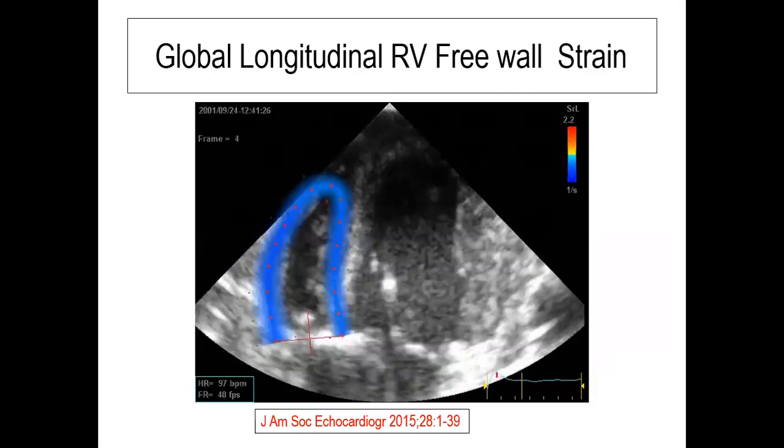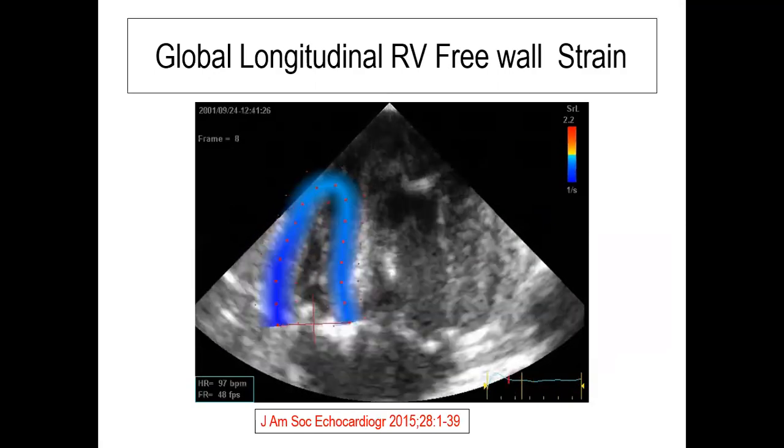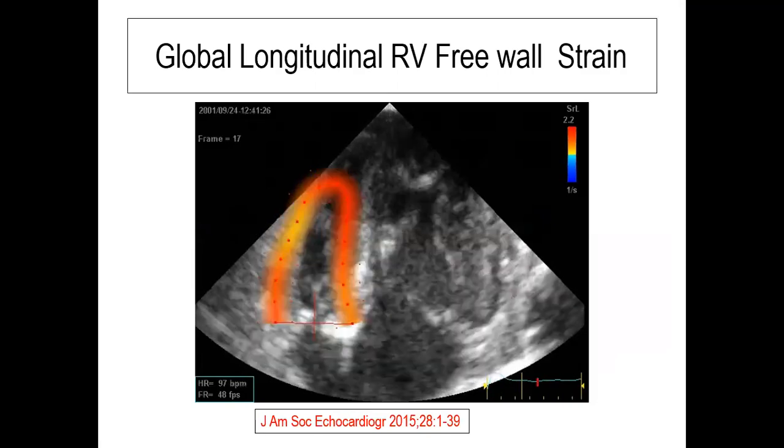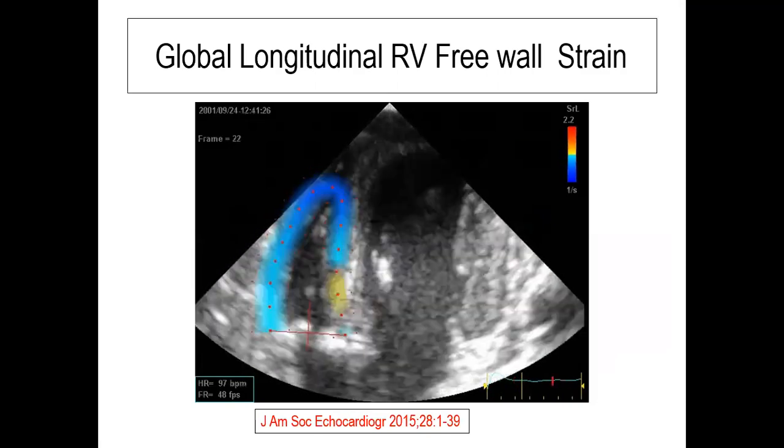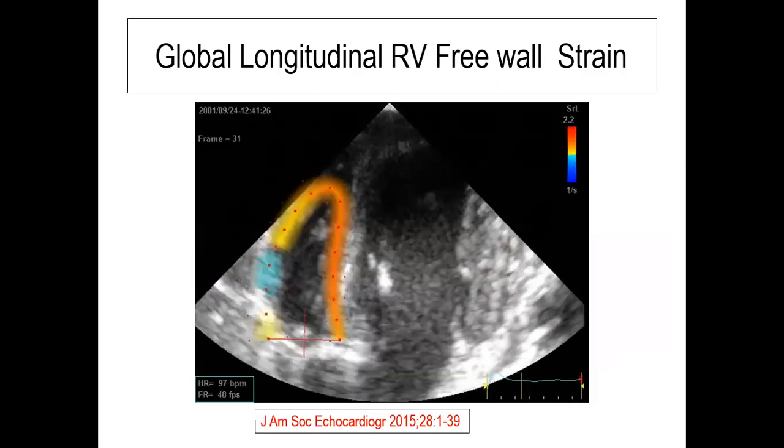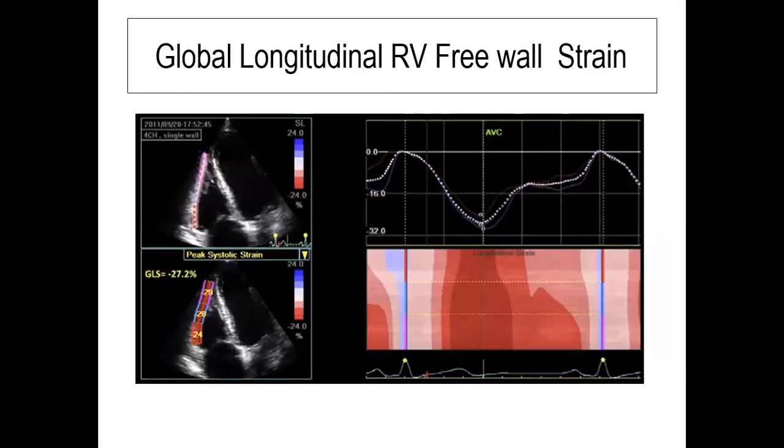Okay, sir. Thank you, sir. Not at your syllabus level. This is RV 2-dimension strain. Anything more than 20 is considered normal. Less than 20 is considered abnormal.